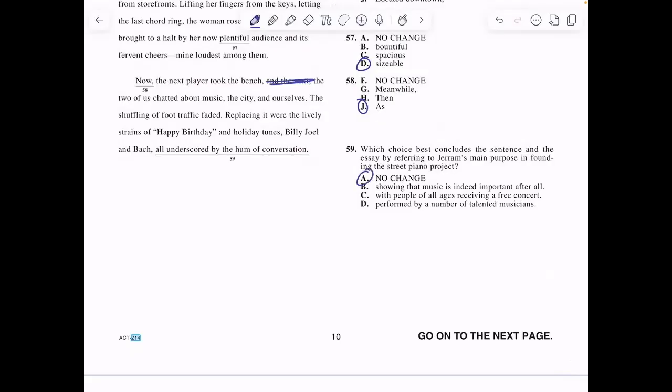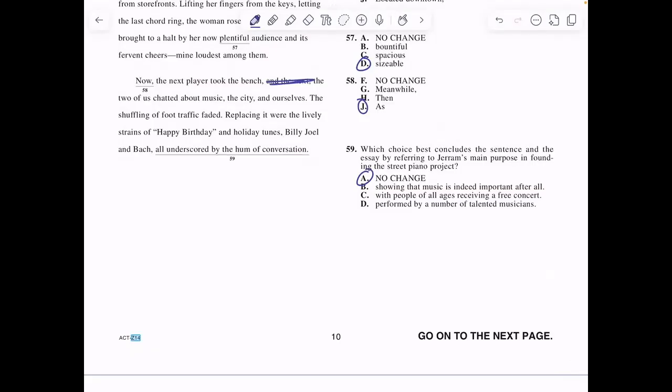That was not my first thought. We had to go back and find where they talked about Jerem creating this project, because he's saying it's to promote connection. A is the one about connection. You listen to someone playing music, you have someone standing next to you, and you strike up a conversation because you're like, oh my gosh, I love this song, or wow, this person's really talented. So that's what he was going for with the project.